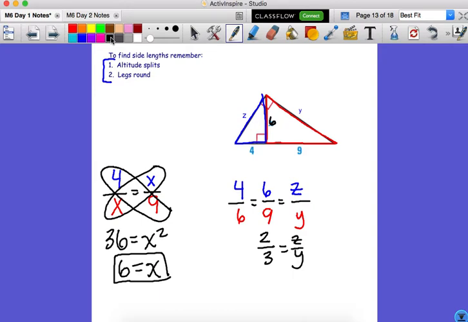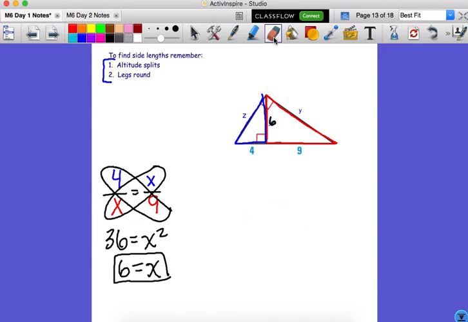But remember that all three of these triangles are similar. So let's double back. I also know within the smallest triangle, if I list them from smallest to greatest, 4, 6, and z, and this time I'm going to need to look at the entire triangle. So in this case, I have z, y, and notice this whole side is added together, which will be 13.